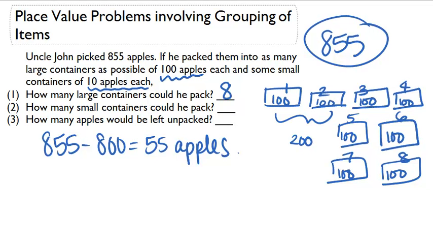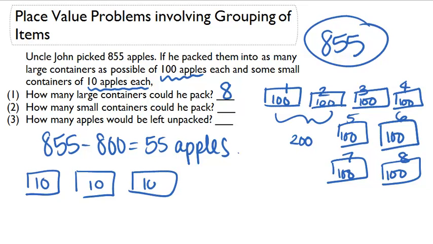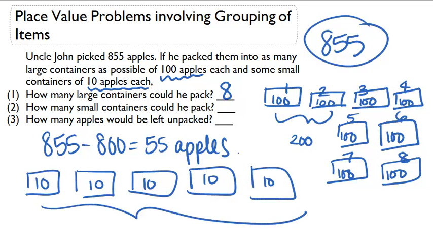We know that we can put the rest in small containers. Each has 10 apples. So let's try putting 10 into a container. That's 10. Another 10 would give us 20. Another 10 would give us 30. Another 10 would give us 40. Another 10 would give us 50. If we added a 6th 10, that would give us 60, but we only want 55.